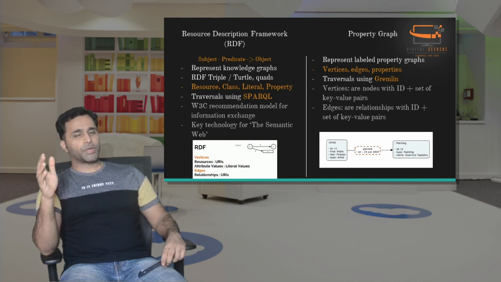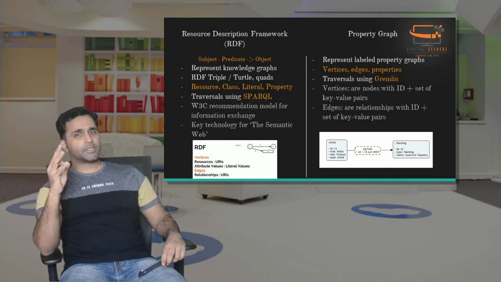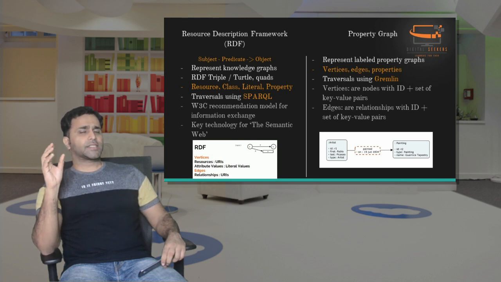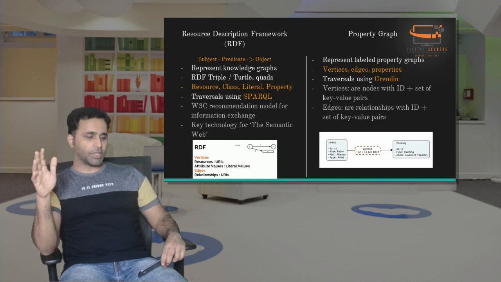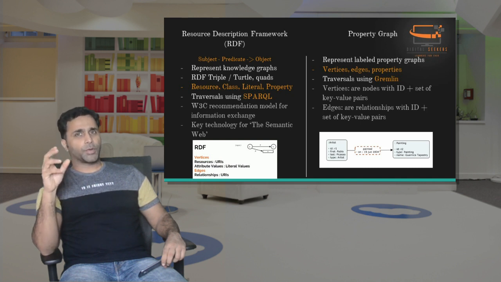If we go into property graphs, they are represented using only three elements: vertices, edges and properties. Vertices and edges both have unique IDs and they have key value pairs which are properties. Every vertex and edge can have any number of properties; there is no limit on that. Property graph databases are traversed using Gremlin, or you can use proprietary query languages like Cypher in the case of Neo4j.